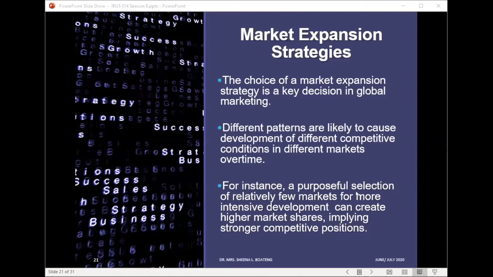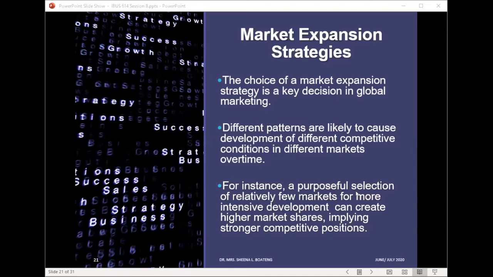Now, these different patterns are likely to cause the development of different competitive conditions in different markets over time. So, for instance, whether you choose to enter one market at a time or more than one market at a time will determine how competitive you will become over time. Because if you enter one market at a time, ignoring other markets, there's the likelihood that by the time you come around to entering those markets, the conditions and the level of competition within those markets would have changed. So determining which pattern you want to use to enter a particular market or a certain number of markets will to a large extent determine how competitive you are within these markets as time goes on in the long term.